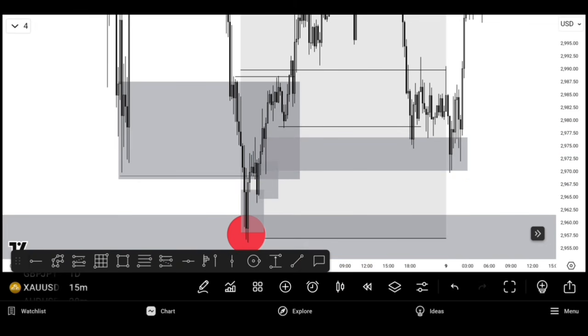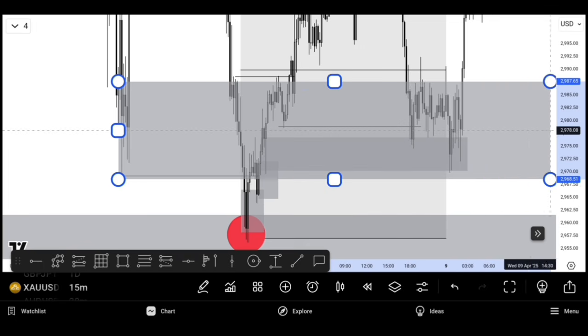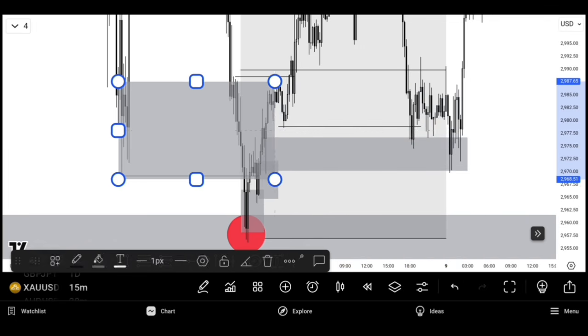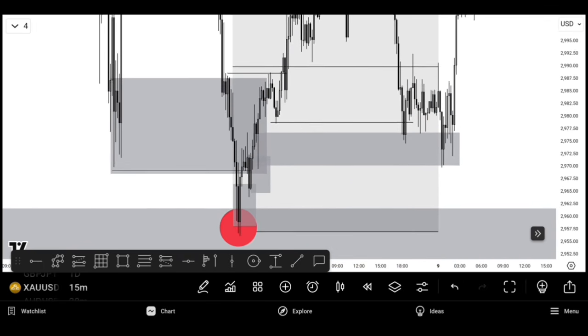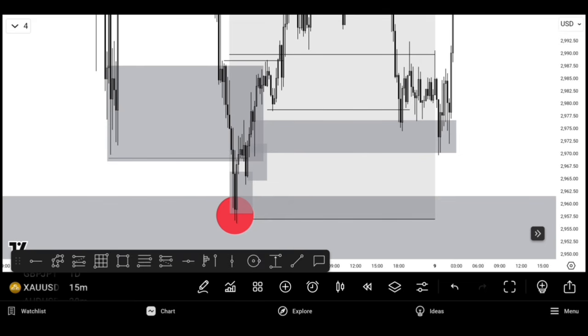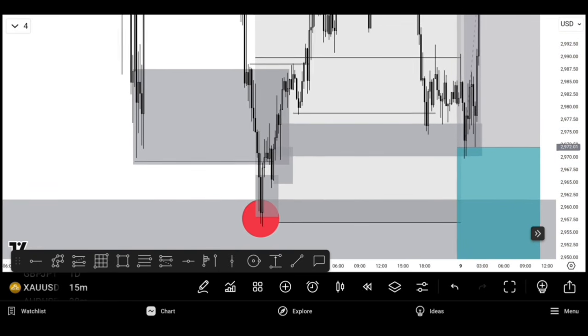So that's the demand zone inside of this big reclaim block. That's basically where we are placing our order. So I just put my order right here on this one here. That's where I placed my order. This demand zone right here.